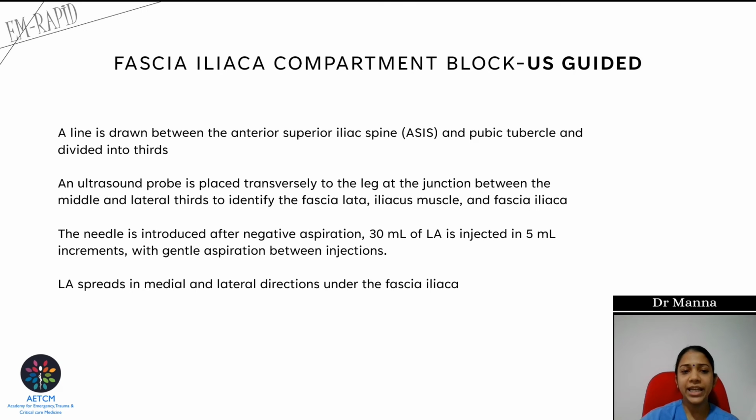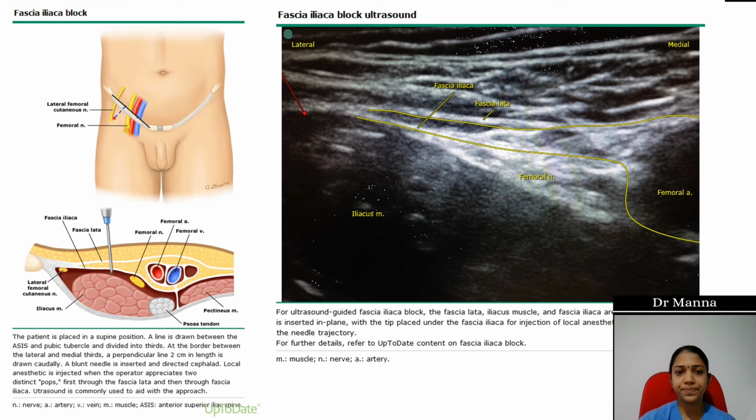The needle is introduced slowly after negative aspiration, and 30 ml of local anesthetic is given in 5 ml increments. Make sure that we are aspirating each time before giving the injection. The local anesthetic will spread medially and laterally and will anesthetize the medial and lateral part of the thigh.